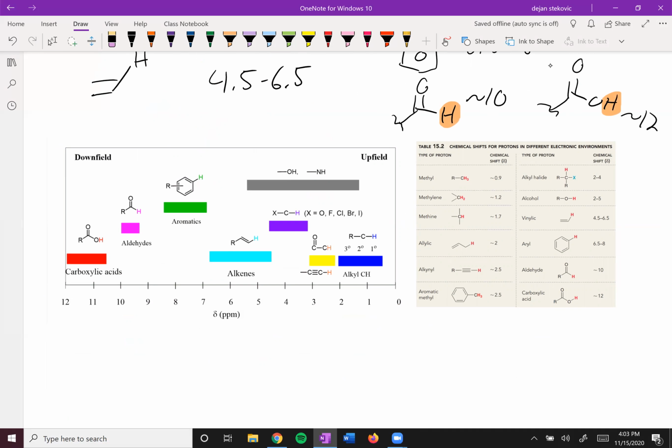If you see a peak somewhere between 10 and 12, chances are you have a carboxylic acid. If you see something around 10, you probably have an aldehyde. If you see peaks from about 6.5 to 8, you probably have an aromatic compound. If you see something right between like 4.5 and like 6.5, you probably have some kind of alkene. OHs and NHs have a broad range. If you see something very low shift, that'll probably be an alkyl chain, that kind of thing. So just some useful clues you can get from these NMR spectra.